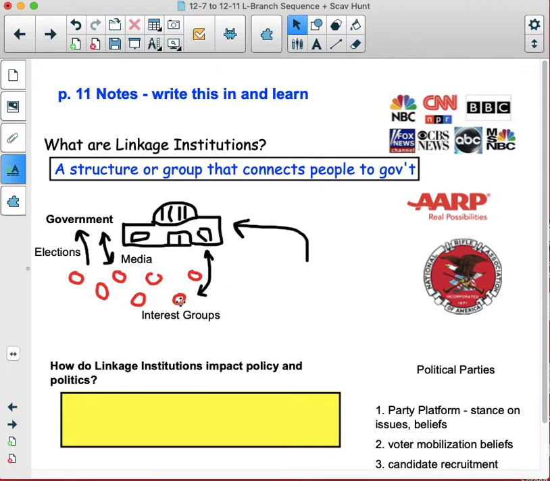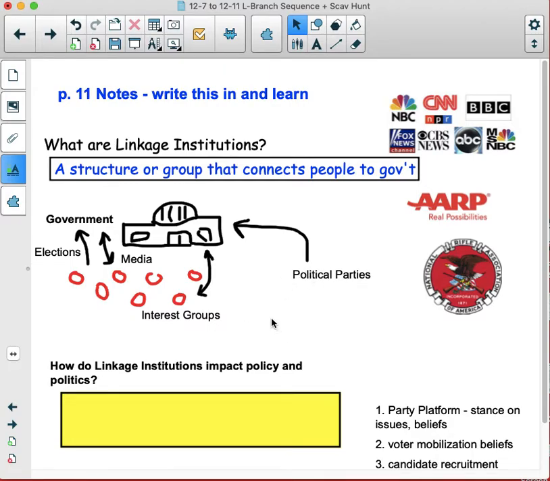So the interest group of the NRA would be pushing for people to vote Republican and to keep that Second Amendment right. They would oppose the Democrats' extended gun control laws. Finally, the fourth one is political parties.